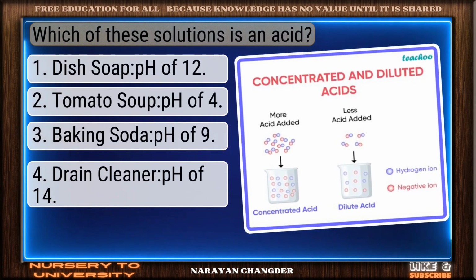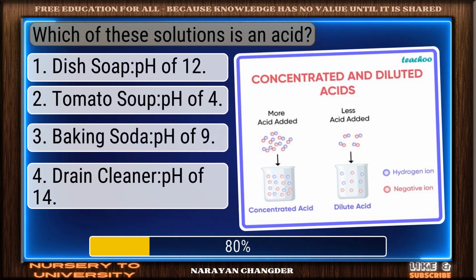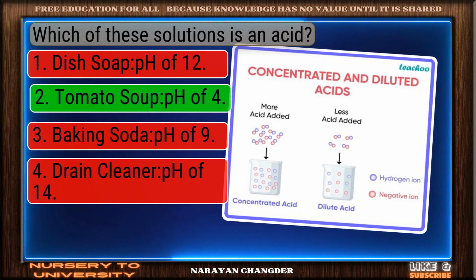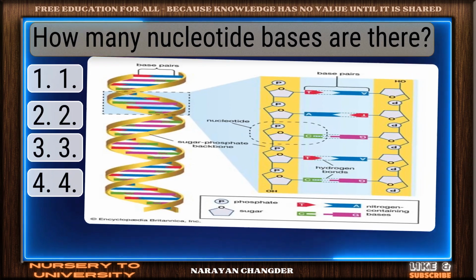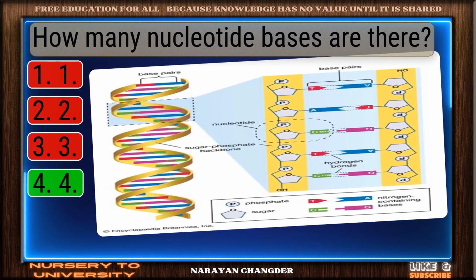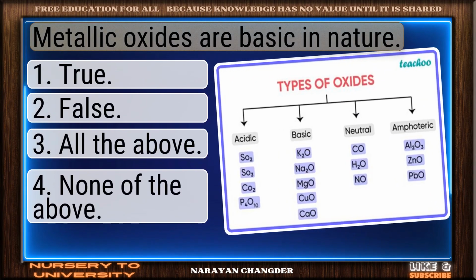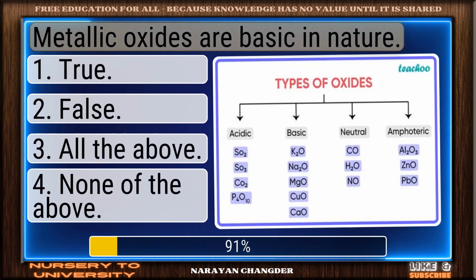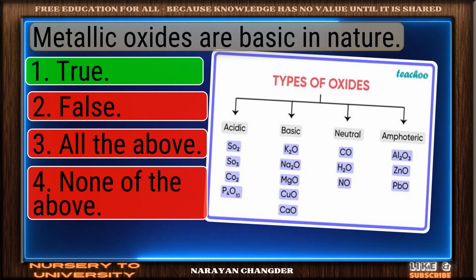Question number 67. Which of these solutions is an acid? Correct response. Tomato soup, pH 4, is the most accurate answer. Question number 68. How many nucleotide bases are there? Well done. 4 is the right choice. Question number 69. Metallic oxides are basic in nature. Solid response. True is a valid choice.